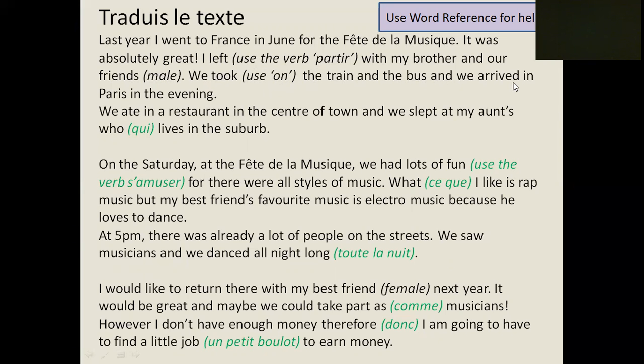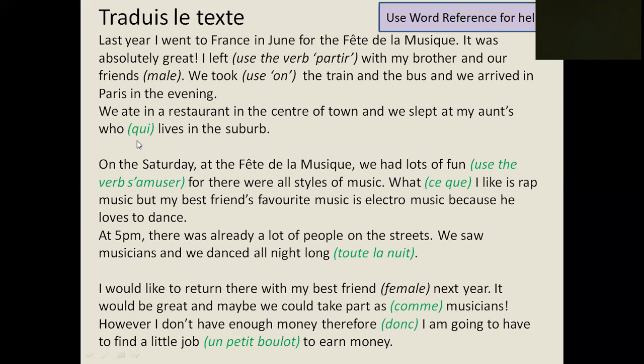Okay, the train and the bus, and we arrived in Paris in the evening. Okay, we ate in a restaurant in the center of town and we slept at my aunt's. Okay, at my aunt's, that's going to be a challenge here. We've learned at, you may find this a bit difficult. You can use WordReference for help.